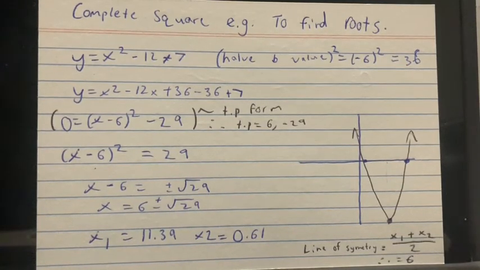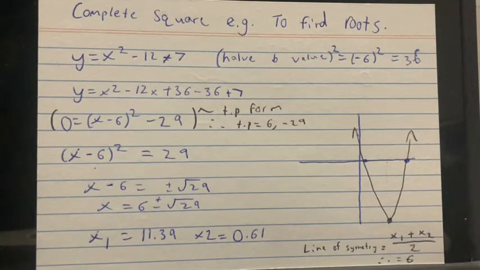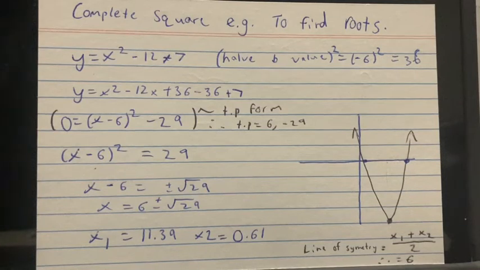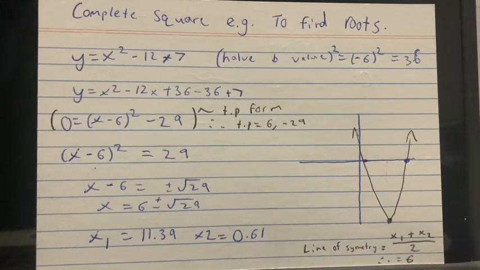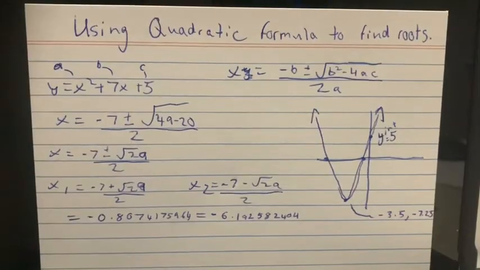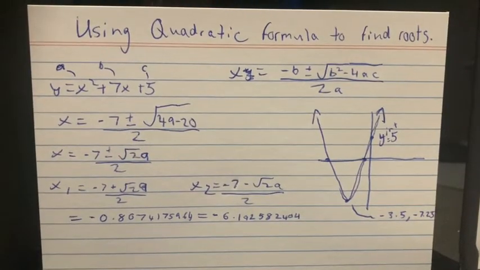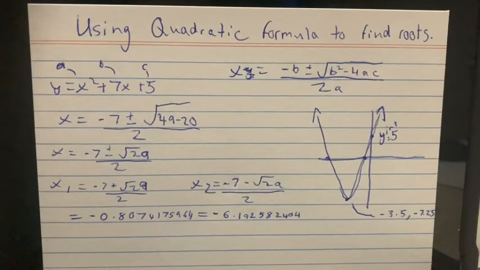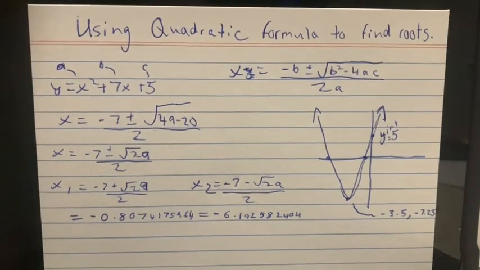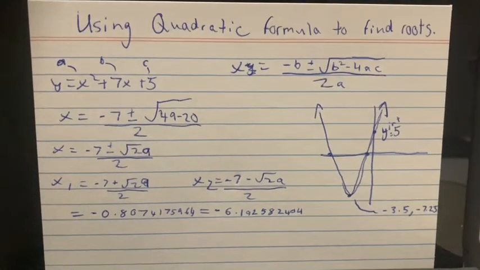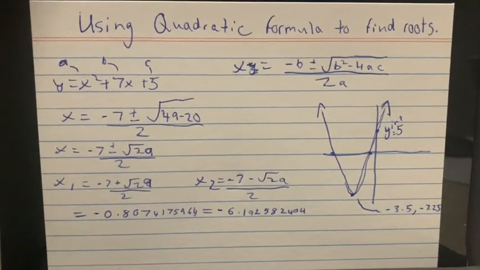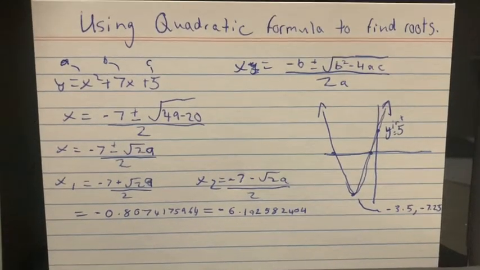Then you're going to get rid of the squared and make it x take 6 equals plus or minus the square root of 29. Then you put the negative 6 on the other side and you'll get x equals 6 plus or minus the square root of 29. Then you just solve that and you get x1 equals 11.39 and x2 equals 0.61. Those are the roots of the equation y equals x squared take 12x plus 7.